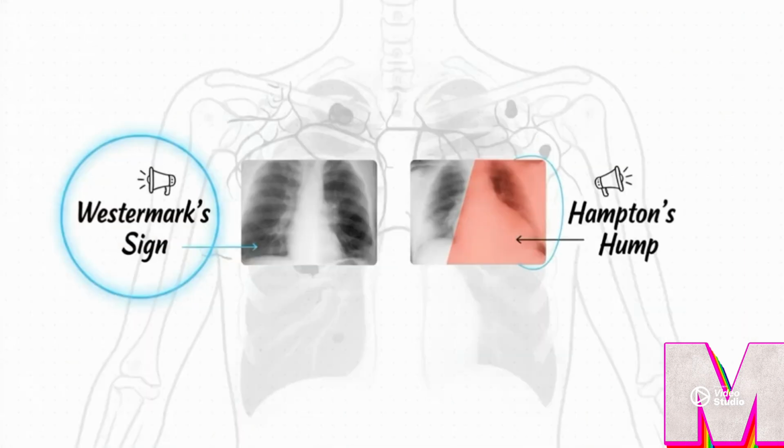Now, if further testing is needed, they might order a chest X-ray. While about 75% of PE patients do have some kind of X-ray finding, doctors are sometimes hunting for very rare, uncommon visual clues. We're talking things like Westermarck's sign, which is a localized area of abnormally clear lungs, or Hampton's hump, this weird wedge-shaped shadow. They aren't common at all, but when a doctor spots one, major alarm bells start ringing.